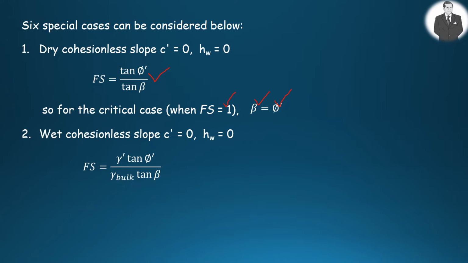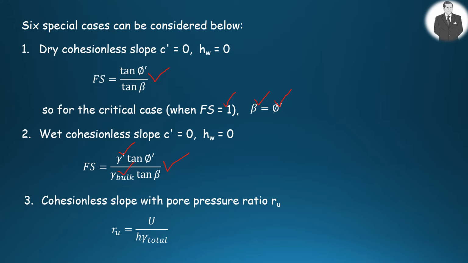The second case is the wet cohesionless slope. The factor of safety in this case will be modified as shown here, where gamma prime is the effective unit weight and gamma bulk is the total unit weight of the soil mass forming the slope. Although there may be attractive force between particles due to surface tension regarding wet cohesionless slope, this is simply ignored to be on the safe side.